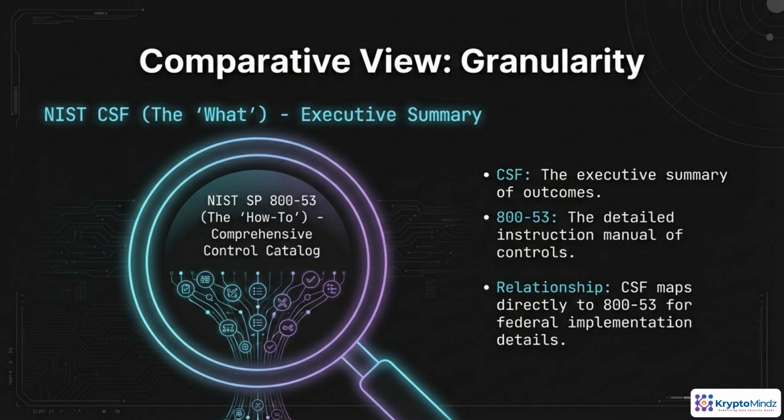NIST CSF and NIST SP 800-53 are twin zoom levels on the same problem. CSF describes the what at an outcome level: identify assets, detect anomalies, respond effectively. It's written so executives, risk teams, and engineers can align on common goals. 800-53 is the how-to catalog. It spells out specific controls, parameters, and implementation options. Typically, you use CSF to define desired outcomes and priorities, then map into 800-53 when you need concrete, auditable implementation detail.